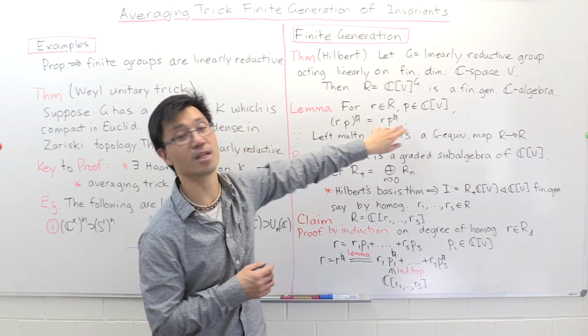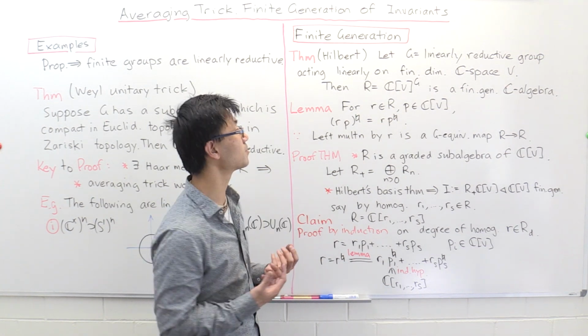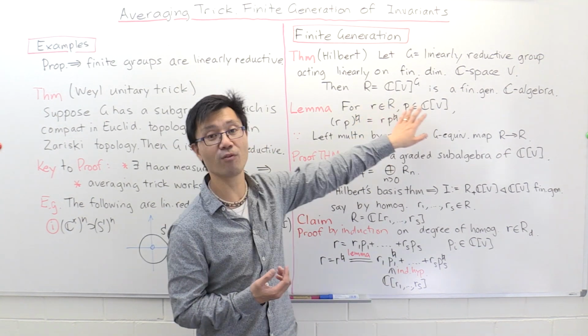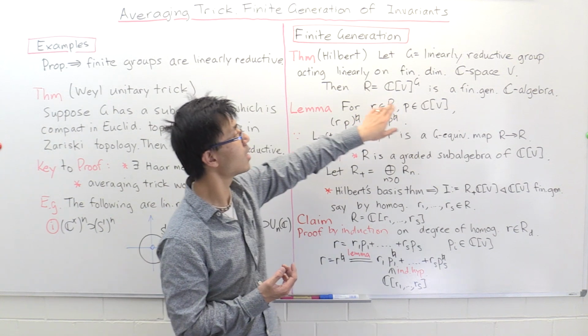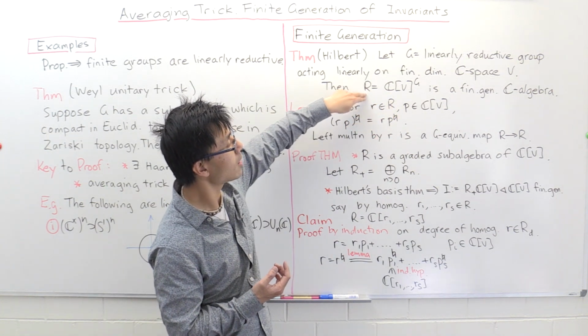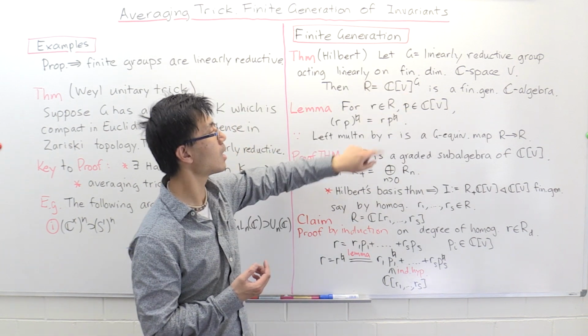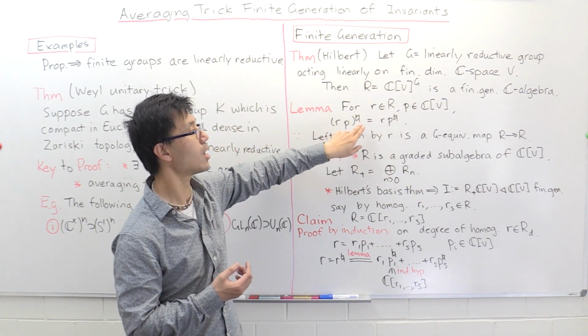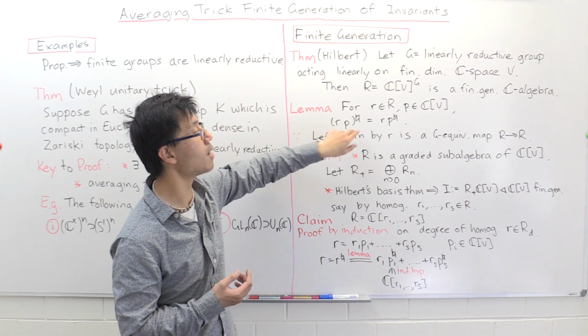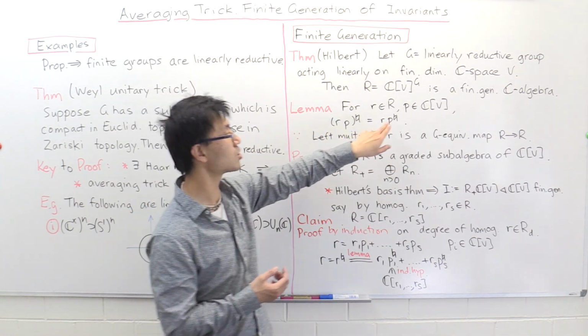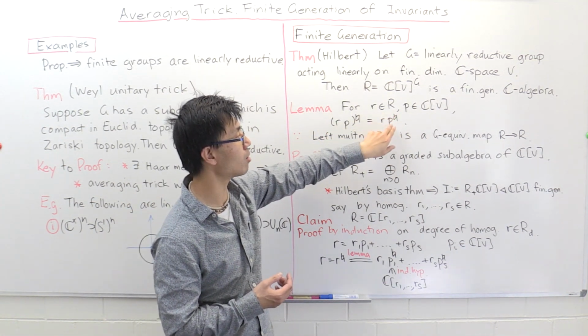I want to denote it using the natural, like we did in the proposition. Okay, so we need a little lemma before we start. Suppose we've got a little r, which is an invariant, and p is any polynomial in this V. And suppose we want to know what is the Reynolds operator applied to r times p. Well, it turns out it's just r times the Reynolds operator acting on p.